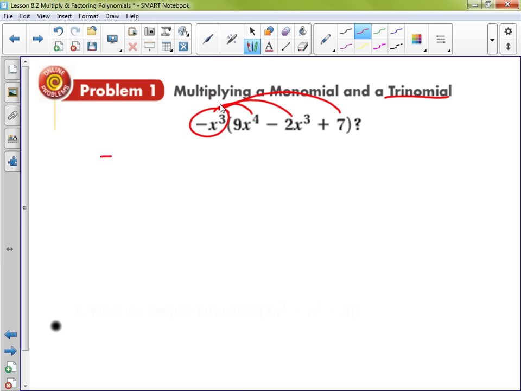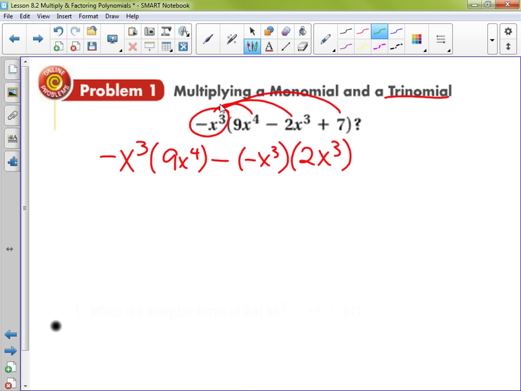You might be able to do this without writing it out, but I want you to see the steps. I'm going to multiply negative x to the third times 9x to the fourth. And then I'm going to subtract and multiply negative x to the third times 2x to the third. I want to make sure that's clear. This subtraction is this subtraction, and this minus is this minus, or negative. Then I'm going to multiply negative x to the third times 7, and that's plus negative x to the third times 7.